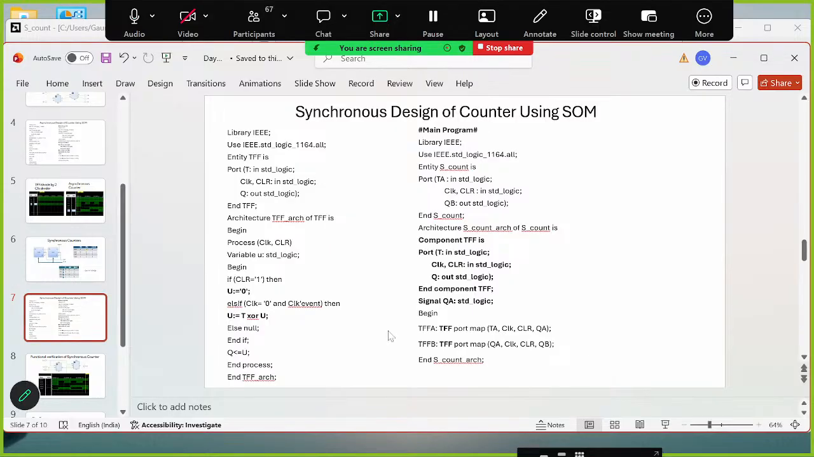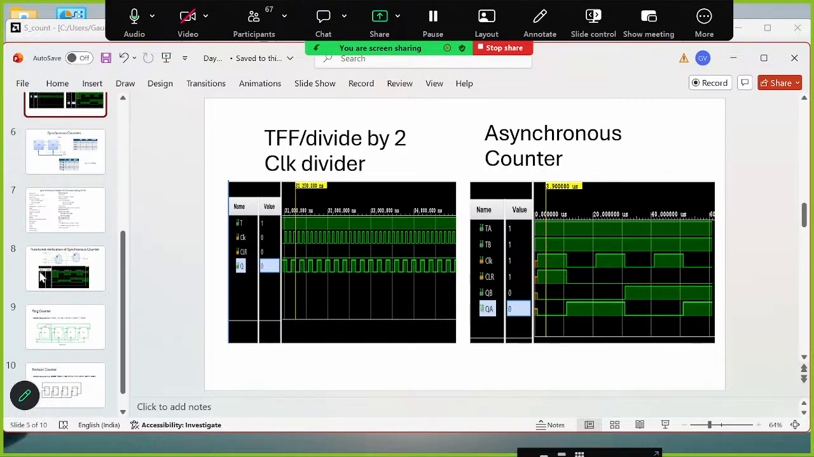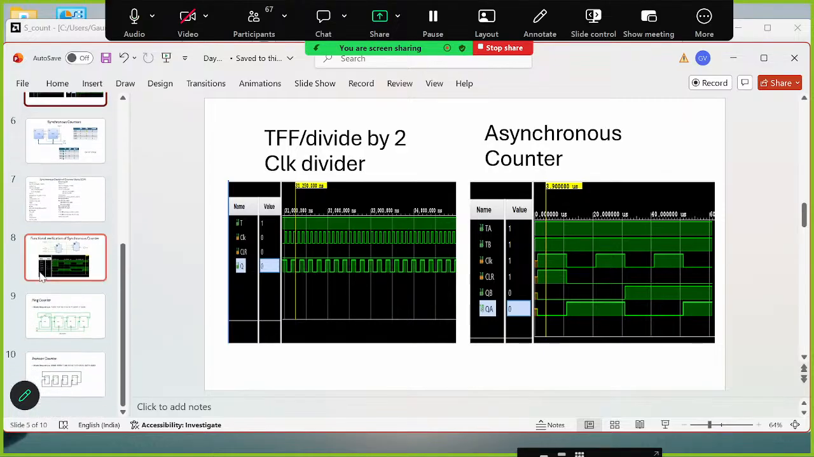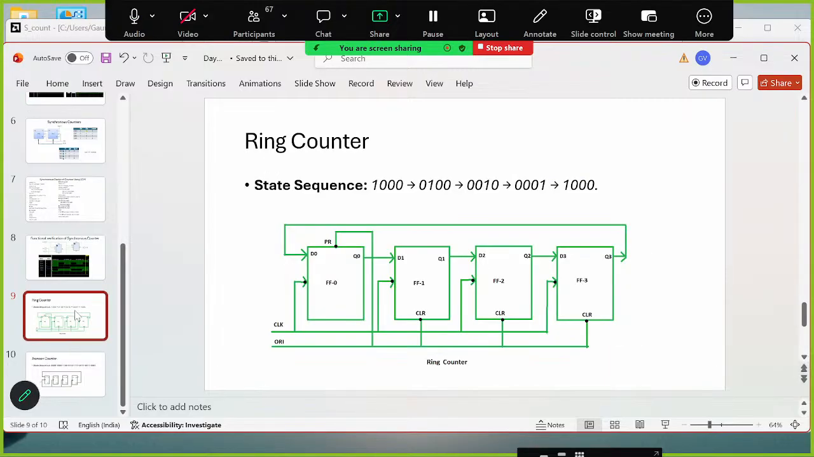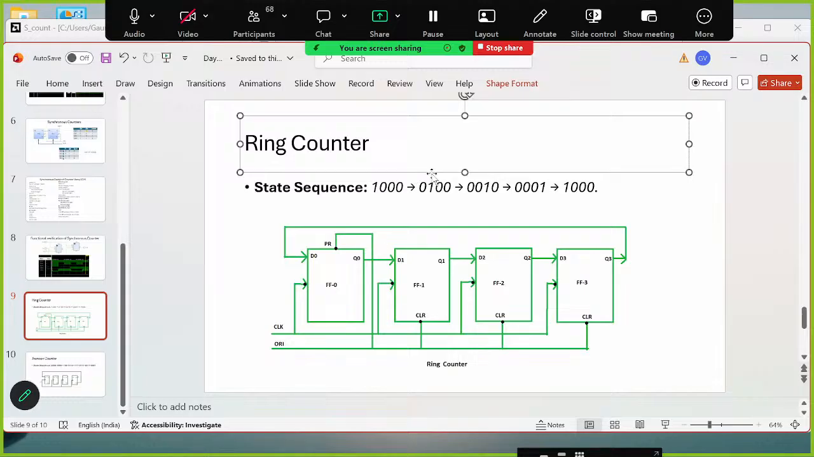Okay. So we have completed the designing of synchronous counters. Hope you have understood and there should not be any doubt in it. If you have any doubt, please let me know. Otherwise, we will move forward with the new topic.